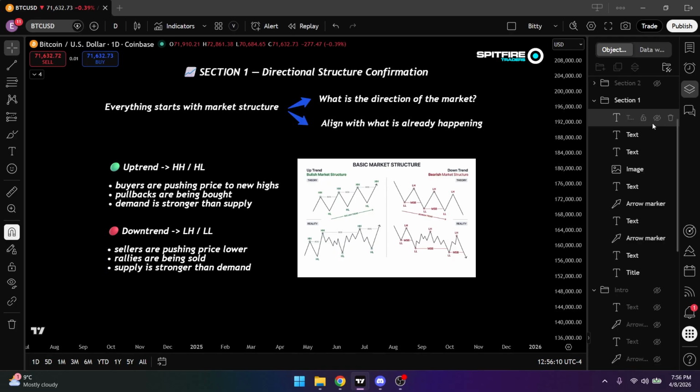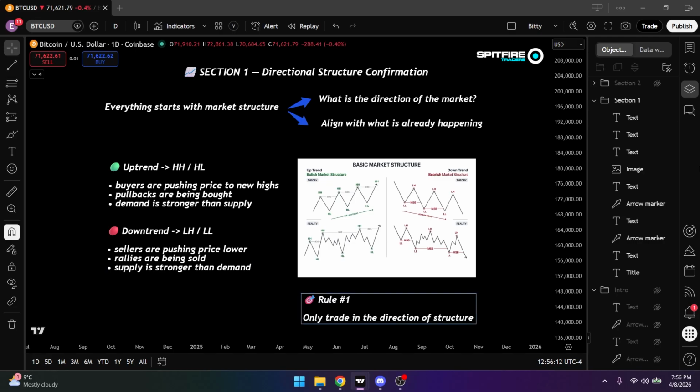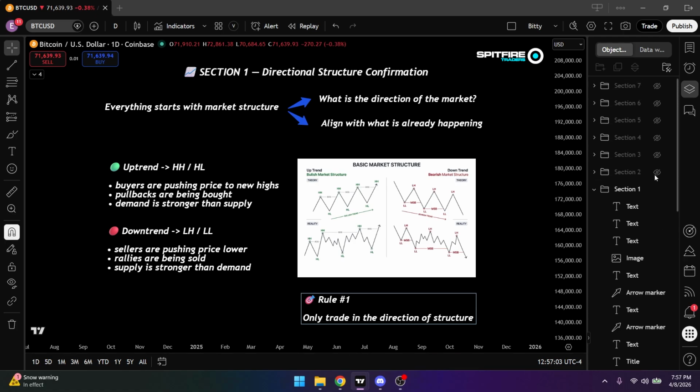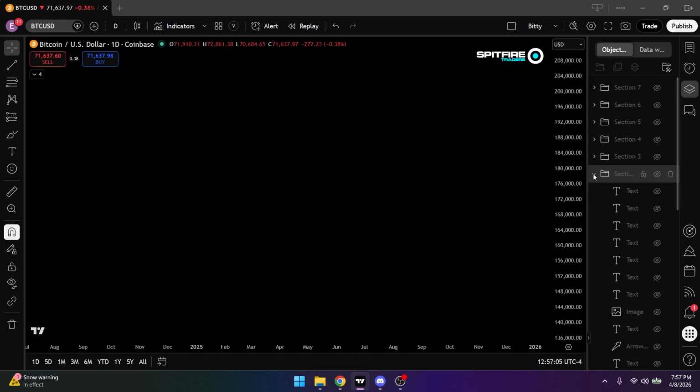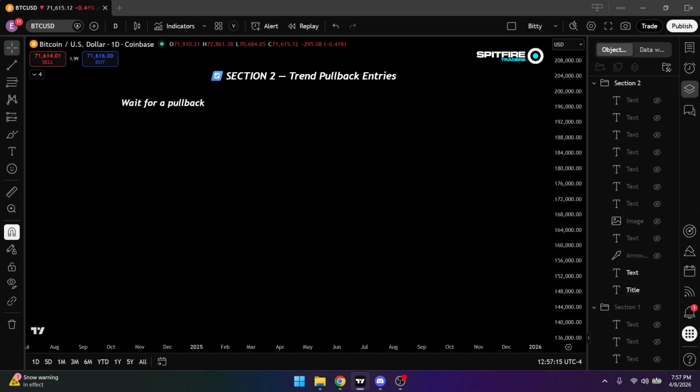And this is how we get our rule number 1. Only trade in the direction of structure. If the market is bullish, look for longs. If the market is bearish, look for shorts. Once direction is clear, the next step is simple. We wait for a pullback.